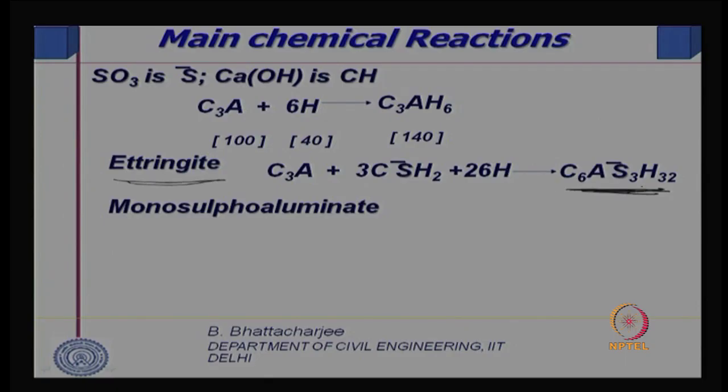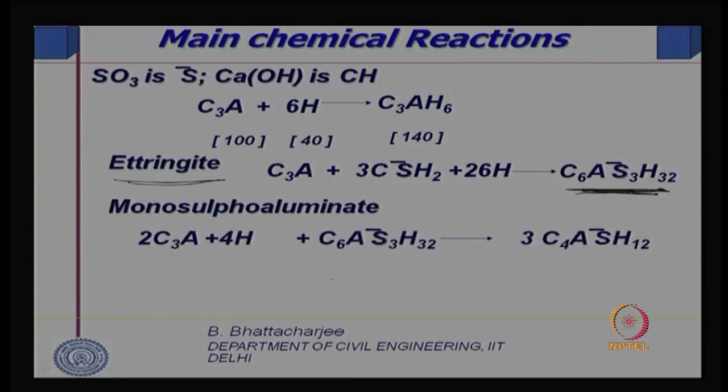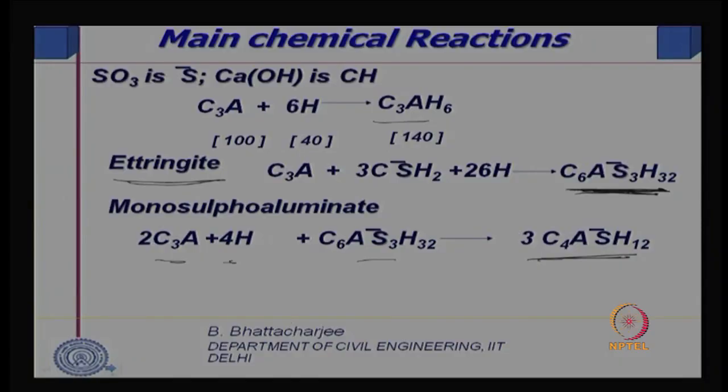This reaction forms ettringite, but it is not a very stable compound, and later on it changes in presence of C3A and water to what is called monosulphate, S bar only, not S3. So, this is called monosulphate. These two reactions are also important in the hydration of cement. Earlier two reactions and this alumina reaction we have seen here. So, these are the main chemical reactions for cement with water.